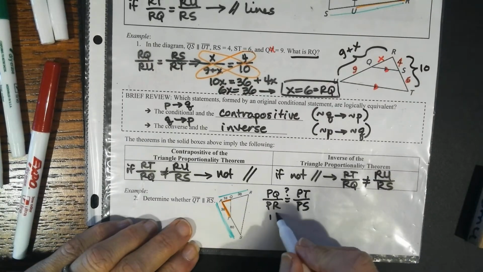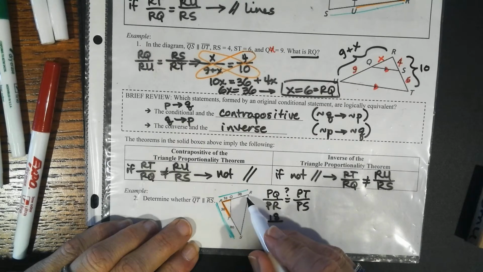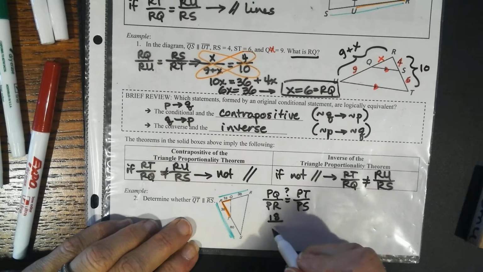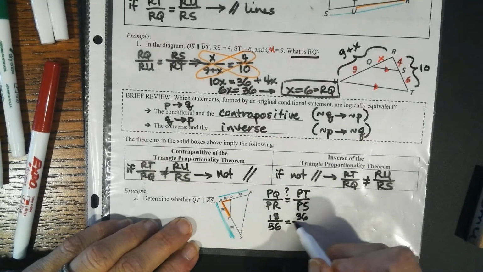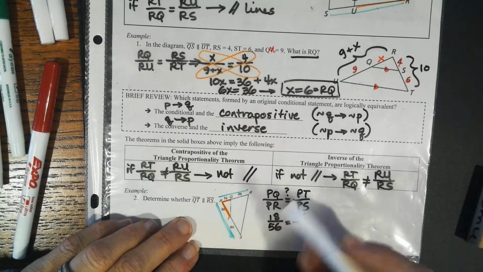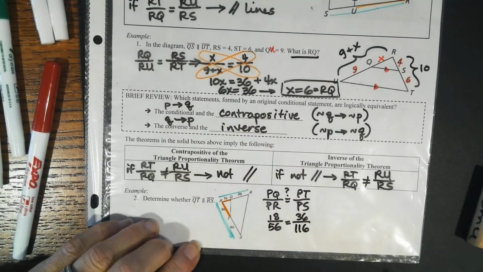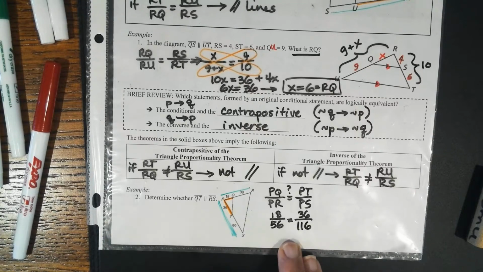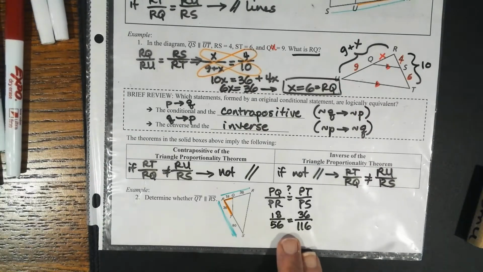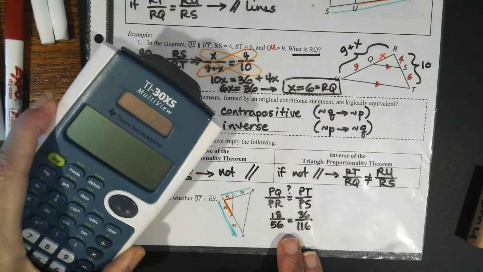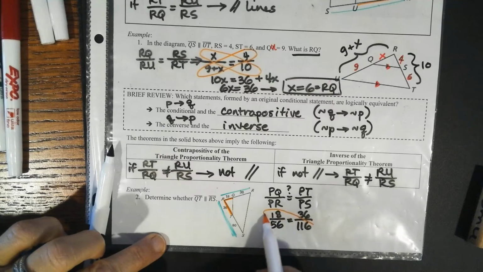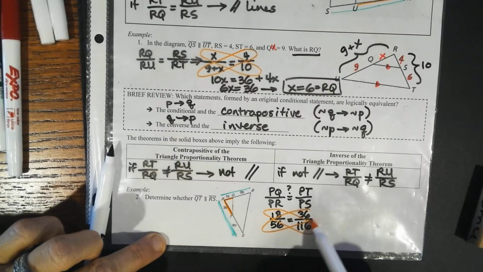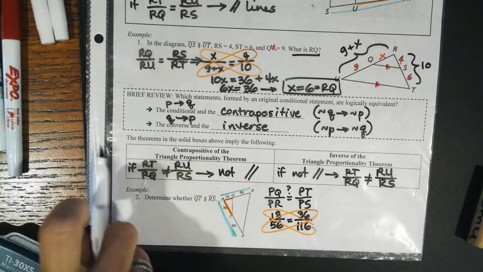Okay, this one's 18. PR is going to be 18 plus 38, so that's 56. PT is 36, and then PS is 116. So you could reduce these both to their smallest form, or you could just grab your calculator and see if the cross products are equal to each other. Okay, if these two numbers, when they're multiplied, are equal to each other, then yes, they will be parallel. That's the way we do that.